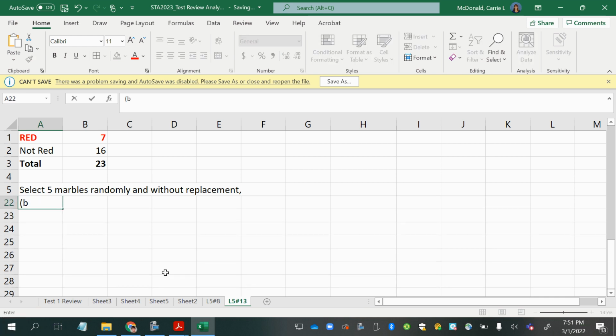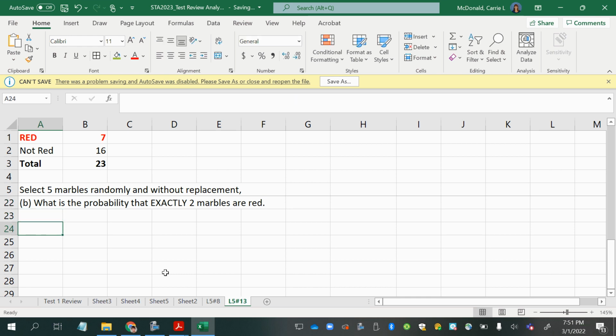Part B asks, what is the probability that exactly, let me bold this or caps it, exactly 2 marbles are red. Okay, so this is interesting, right? Because exactly 2 just means that order doesn't matter, but somewhere in your 5 marbles, you have 2 that are red. So then the number of favorable outcomes is a lot bigger.